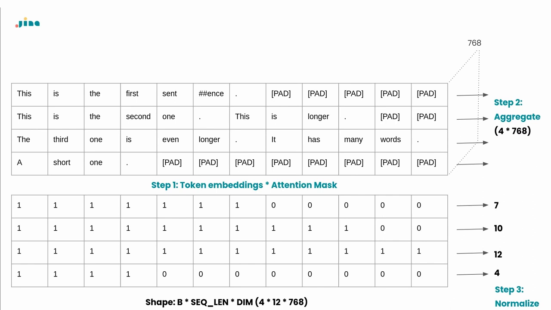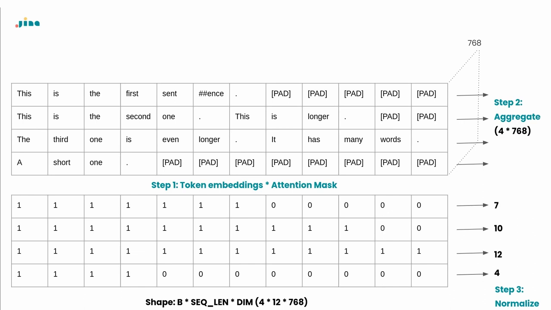In step two, we aggregate all the tokens. We're summing up all the token embeddings along the x-axis, so at the sentence level. This results in a new shape. Basically, we trimmed the second dimension of the vector space into 4 by 768, where 4 is the batch size and 768 is the dimensionality which BERT gives you. But you might see that we sum up all the token embeddings along this axis.